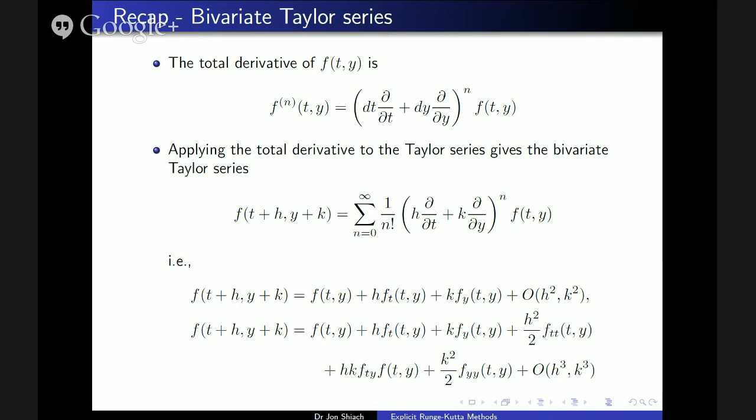Okay, so you can see I could do a third order bivariate Taylor series. I just add the n equals 3 term onto the end of this. We'll be using that in the derivation of our Runge-Kutta methods today. It does take a bit of getting used to, where that term comes from. But if you read the preliminary section again, make sure you're very familiar with the total derivative and the bivariate Taylor series.